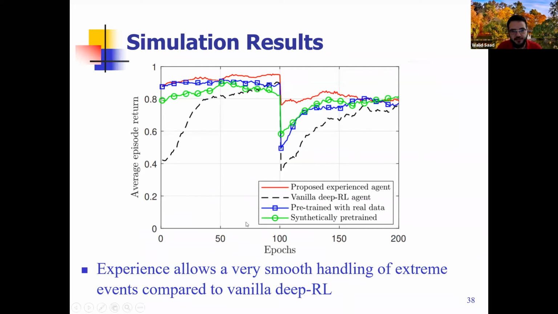In this case, we compared four approaches. One is vanilla DeepRL, which is your traditional DeepRL. One is pre-trained only with the real data, that's the blue curve. One is pre-trained only with the synthetic data, that's the green curve. And one is this refiner-based. What we did is, at epoch 100, we inserted a surge in data traffic. We increased the packet inter-arrival time.